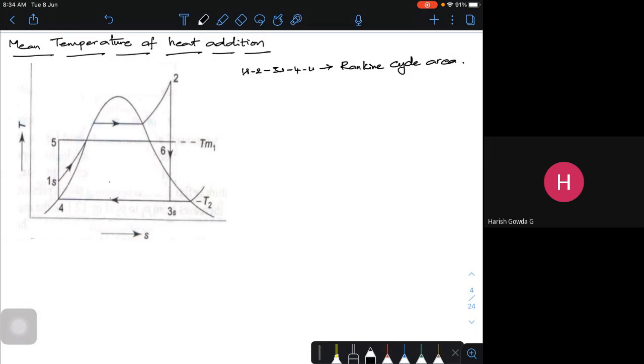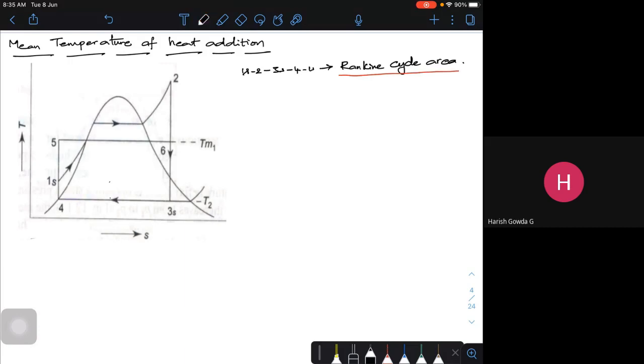Now, if I try to look at the other one, what is it? It is 4, 1s, 5, 6, and 3s, and back to 4. So I am getting something called TM1, which I have written. Now you have this Rankine cycle area. I have the same Rankine cycle here.